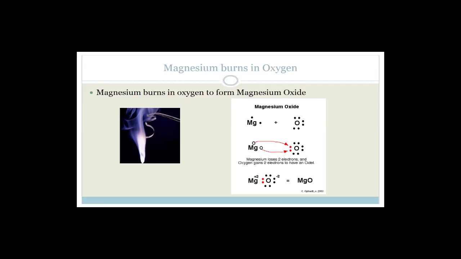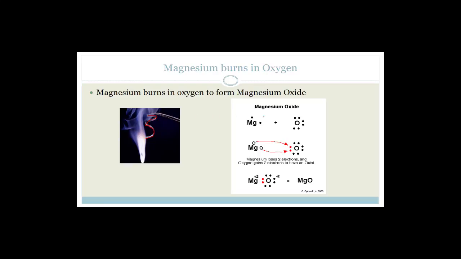Now, a typical example of this, which people don't think of as a redox because they just see a flame, is magnesium burning in oxygen to form magnesium oxide. They take this beautiful silver metal, usually a fine ribbon, and burn it in oxygen. When they do, it forms a dull gray ash, which is your magnesium oxide.